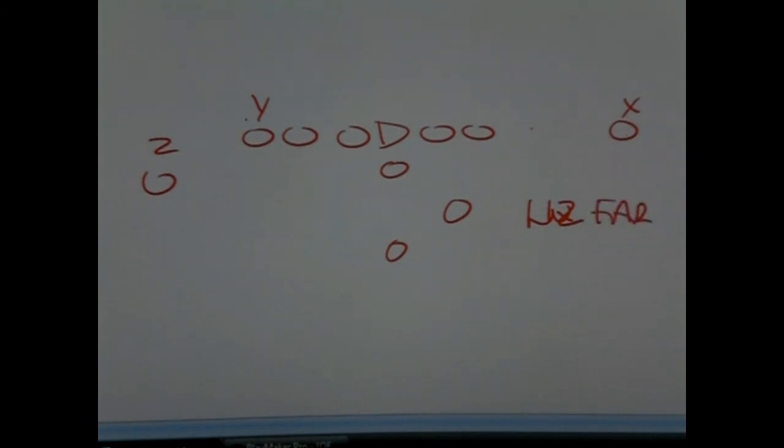Now your X is away, your Z is with him, and there it is over to your left side with a Liz far. So simple and so multiple that the only thing that stops you from doing things with this is a lack of creation. If you want to be creative, and later on we'll talk about motions and things like that, you can do anything you want to do and put yourselves in a great advantage over the defense.